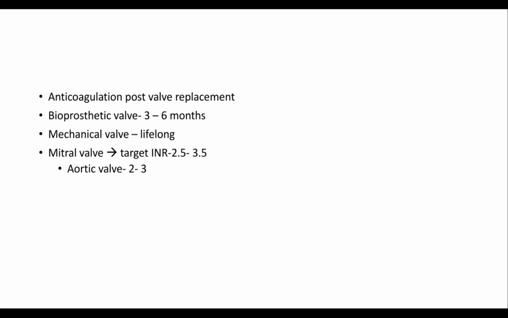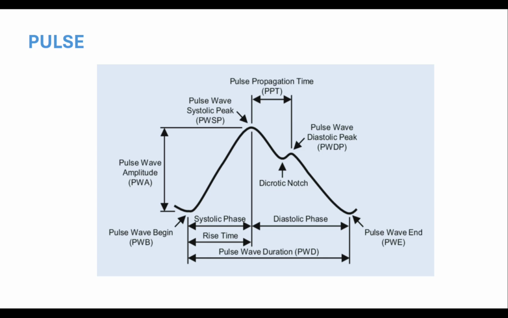Now, how do you give anticoagulation post valve replacement? Post valve replacement, you definitely have to give anticoagulation. For a bioprosthetic valve, it's 3 to 6 months. For a mechanical valve, it's lifelong. For the mitral valve, the target INR is kept at 2.5 to 3.5. For the aortic valve, it's kept a little lower, that is 2 to 3. So that is regarding valve lesions.